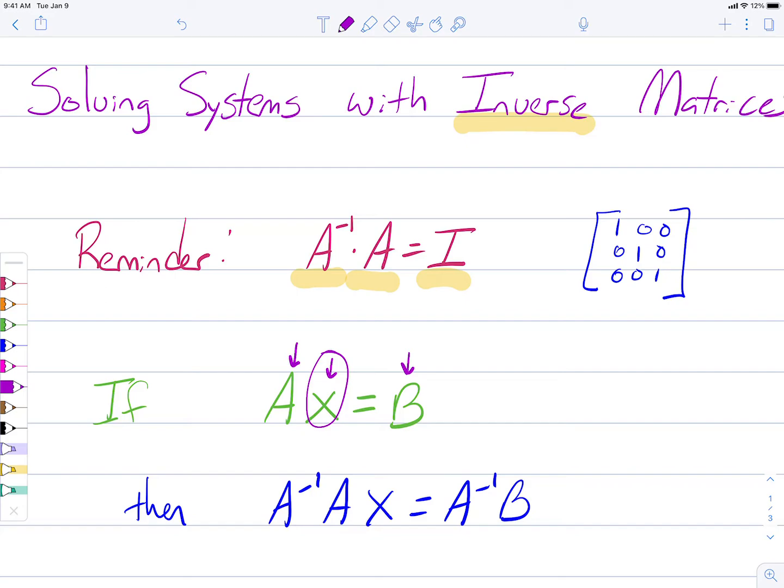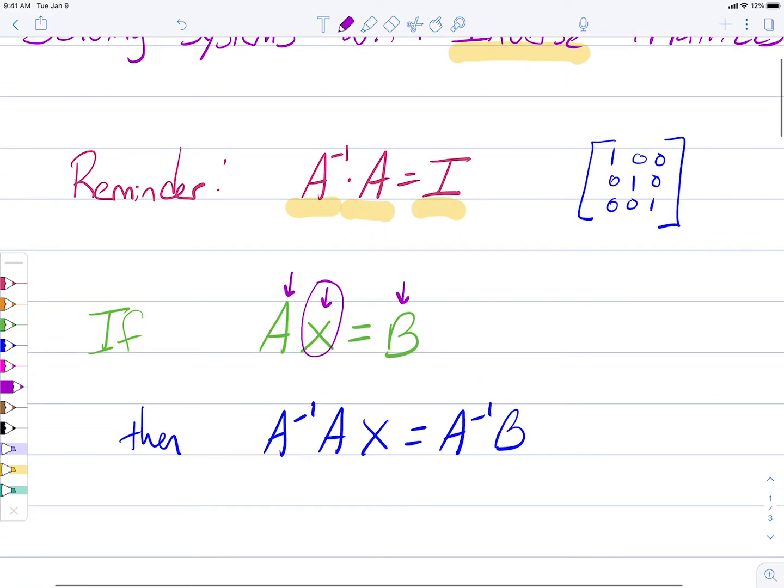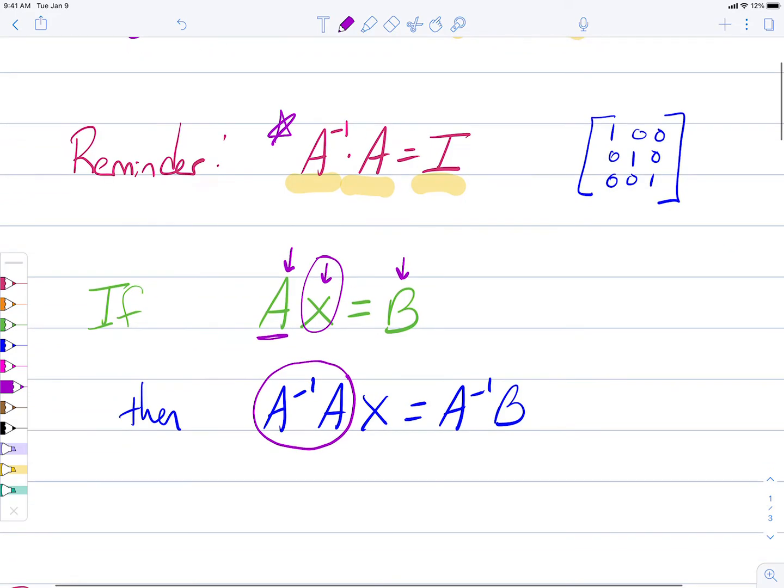What we're going to do with the matrix is find the inverse of our coefficient matrix. Because, as I said up here in the reminder, if you multiply an inverse by its matrix, you get the identity matrix, which is the matrix version of 1. So you just essentially get your variables by themselves.